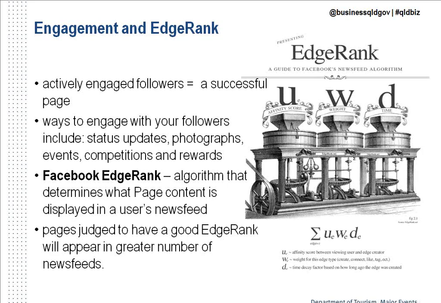An actively engaged follower equals a successful page. So we don't just want people to like your page, we want them to do something with your content. Creating compelling content is the first step. Status updates are great, but none of us tend to read very much anymore, and photographs far outweigh all other types of status updates. Competitions and rewards are something where your audience feels they are getting a unique experience, or that there's something in it for them, and they tend to invite more engagement. Now, pages judged to have a good EdgeRank will appear in a greater number of newsfeeds, or they'll get a greater reach, and all that means is more people potentially get to see the post.